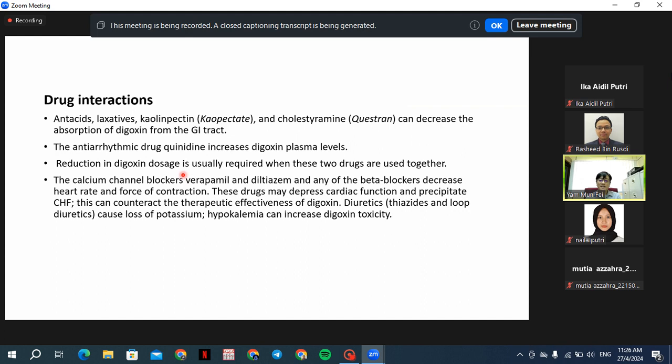Okay, until now no problem, right? So if you use it together with a calcium channel blocker, verapamil or diltiazem, it will decrease the heart rate, because these two drugs will decrease the heart rate. You use them together, they will mask. We cannot say overcome. They will mask the activity of your digoxin.